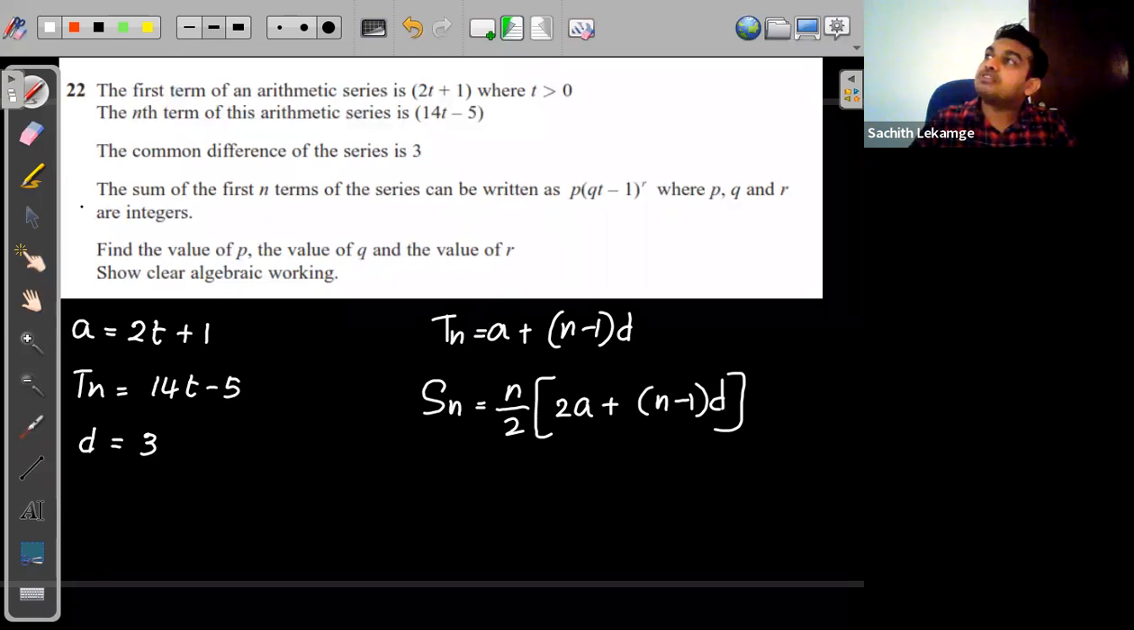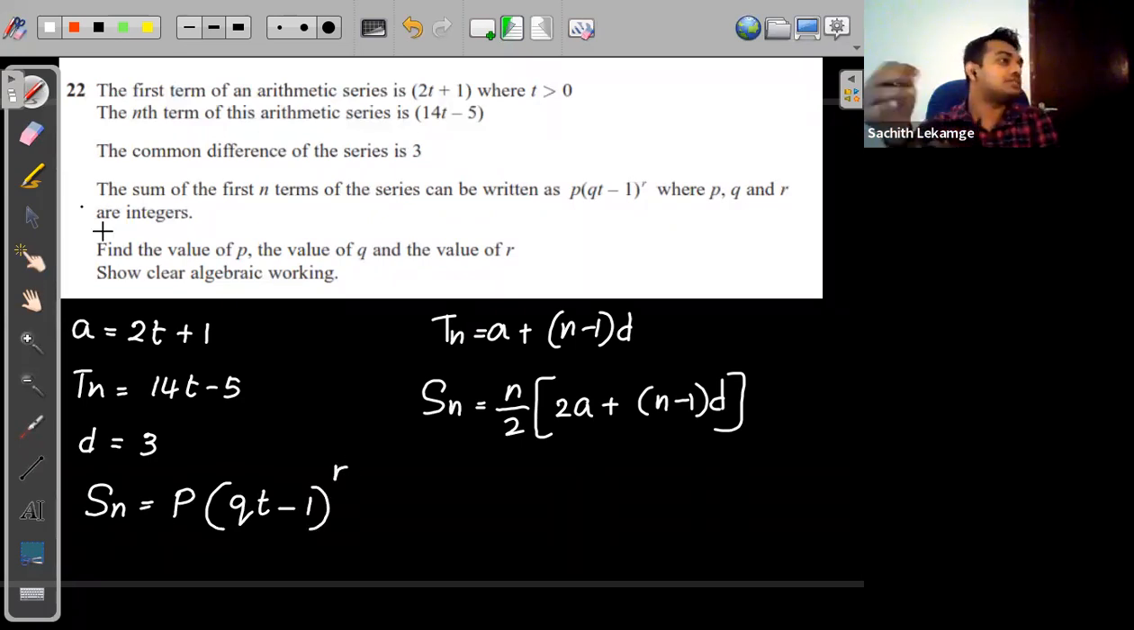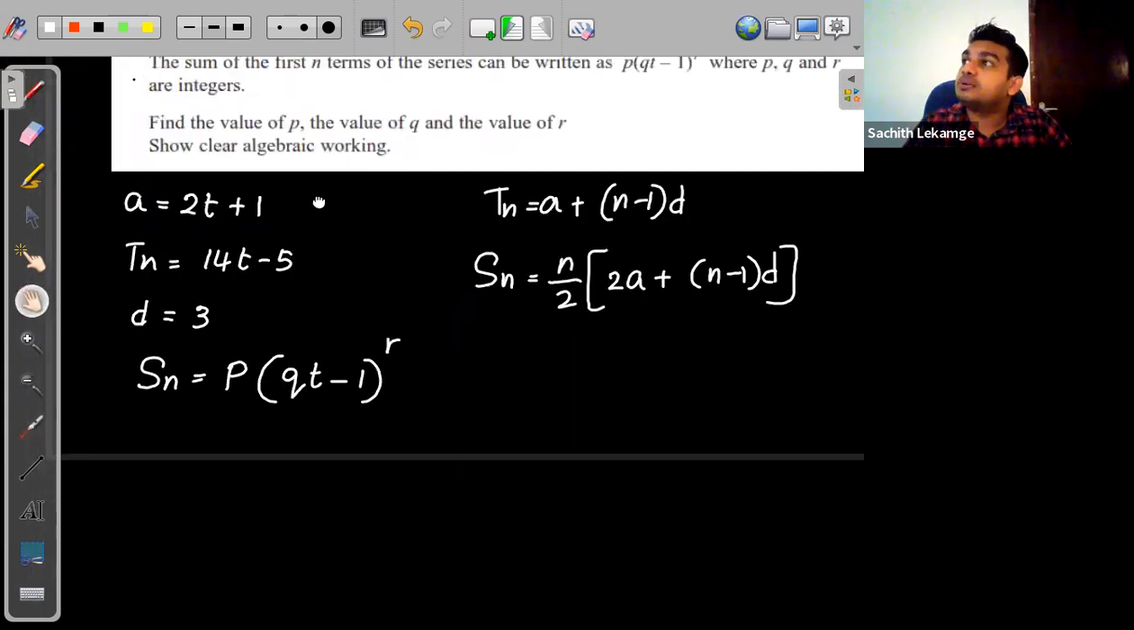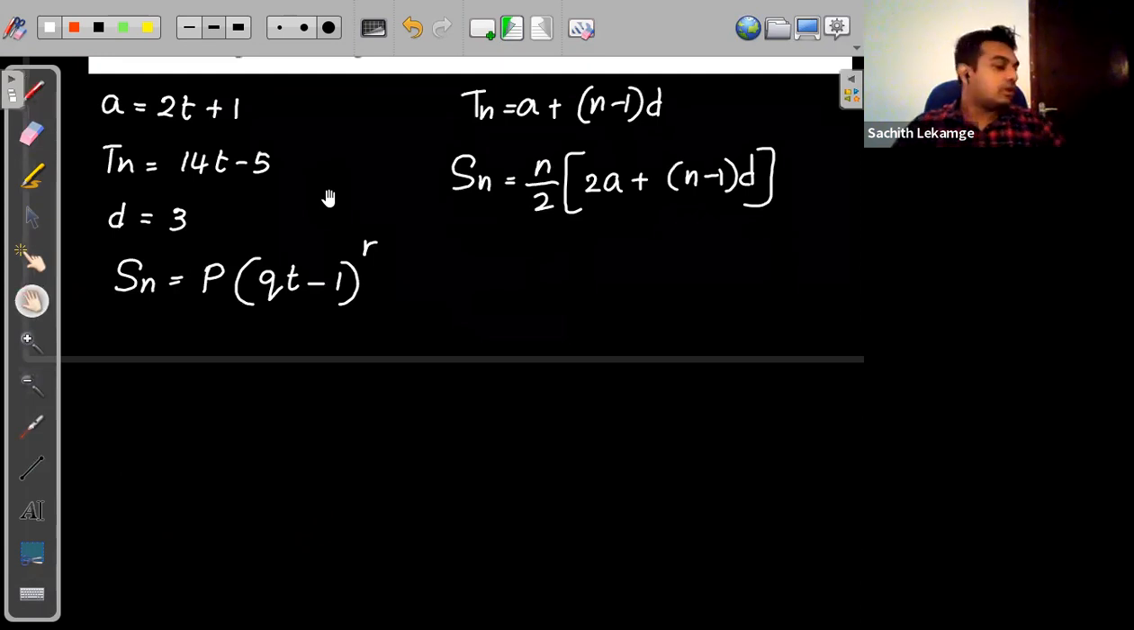The sum of the first n terms of the series can be written as Sn equals P times (Qt minus 1) to the power r, where P, Q, R are integers. Integers mean positive or negative whole numbers. Find the value of P, the value of Q, and the value of R. Show clear algebraic working. Copy this down, question number 22, step by step.